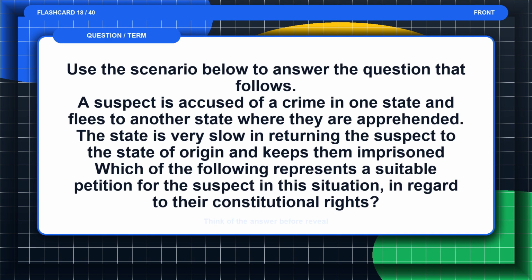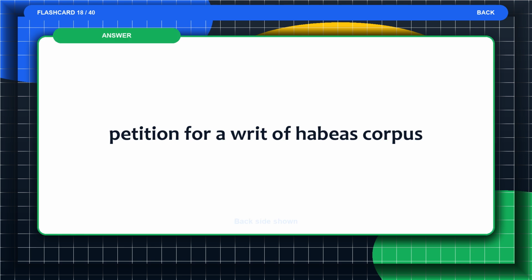Flashcard 18. Use the scenario below to answer the question that follows. A suspect is accused of a crime in one state and flees to another state where they are apprehended. The state is very slow in returning the suspect to the state of origin and keeps them imprisoned. Which of the following represents a suitable petition for the suspect in this situation, in regard to their constitutional rights? Think of the answer before the reveal. The answer is petition for writ of habeas corpus.